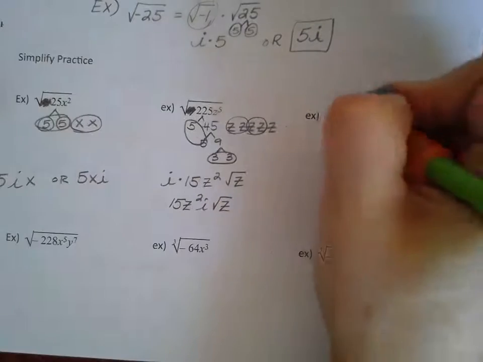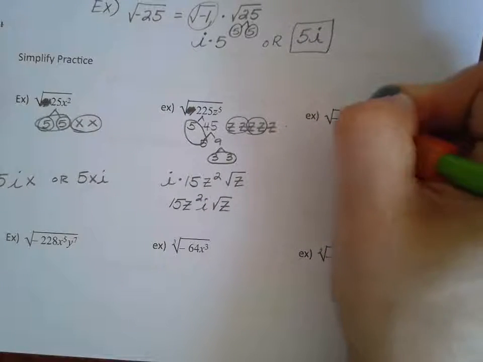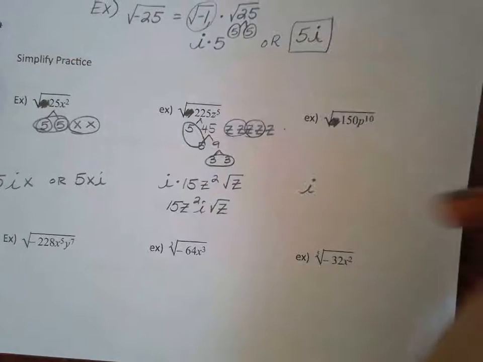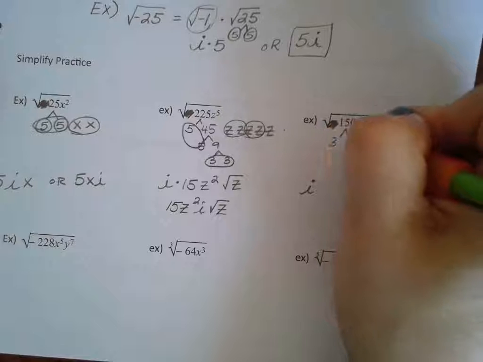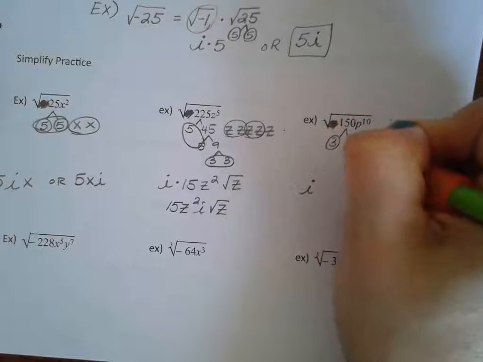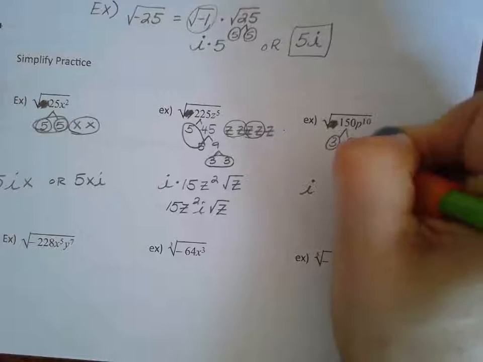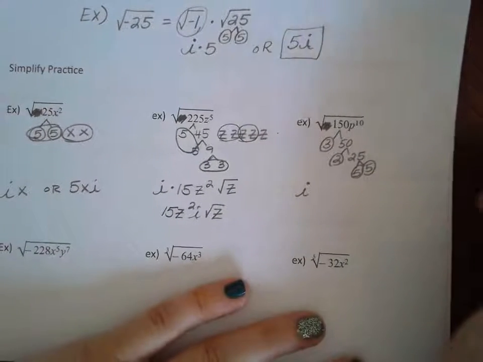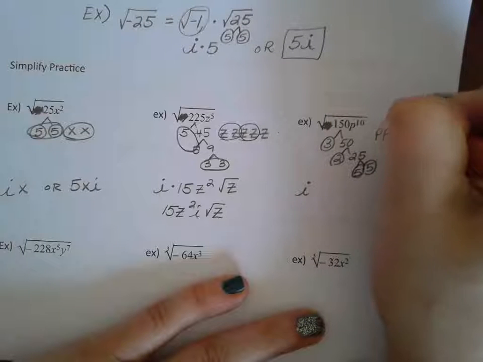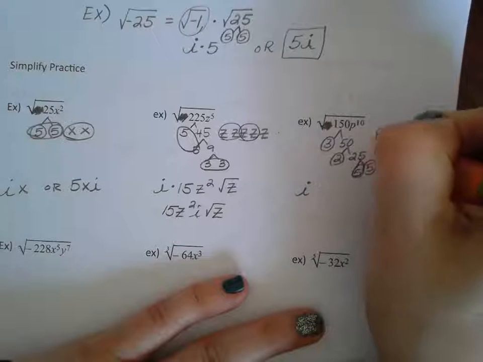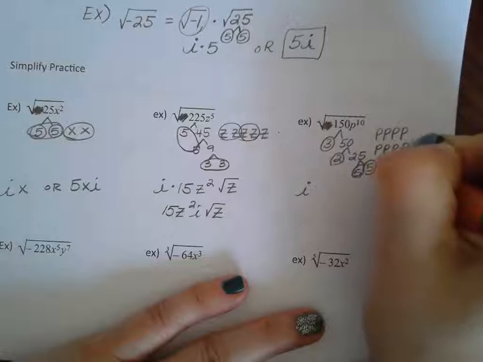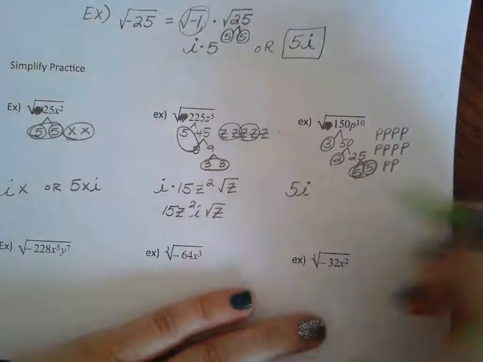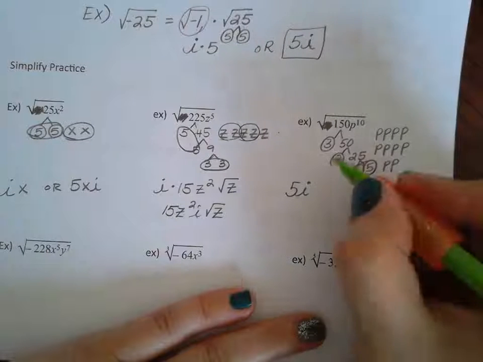Try the next one. You're taking the square root of a negative 150. So cross this out, put a little i down here. So 150 is 3 times 50. 50 is 2 times 25. 25 is 5 times 5. So, and then you have all these p's. Okay, so we can take a 5 out. And let's see, I can't take anything else.